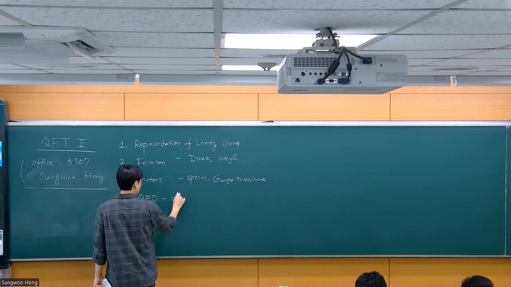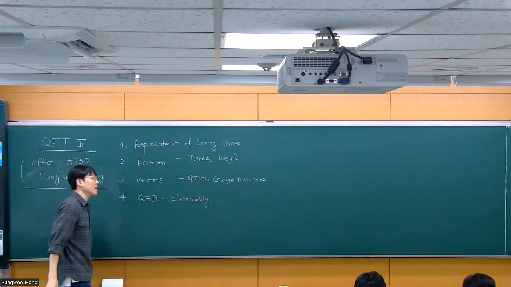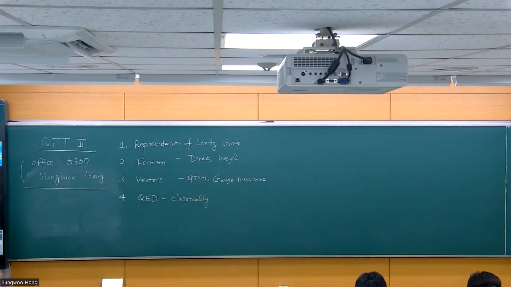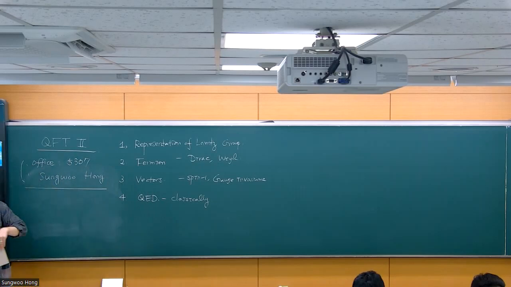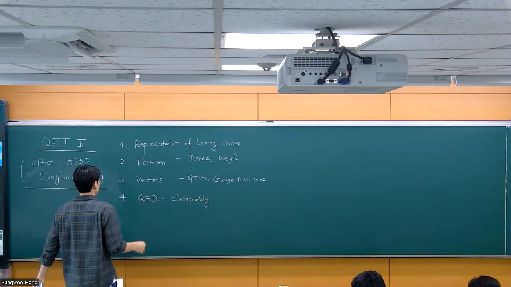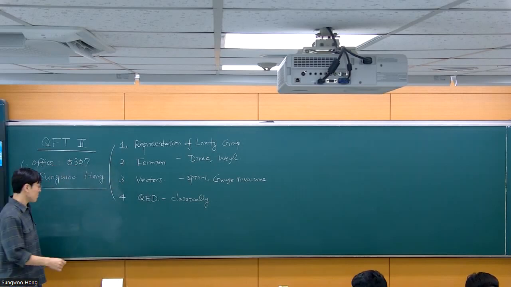So at this stage, we're going to consider this classically. So we're going to look at the Lagrangian. We're going to look at the interactions among the particles involved in quantum electrodynamics. We can talk about the Feynman rules. We can look at processes like Coulomb scattering and so on. So this is mostly classical.